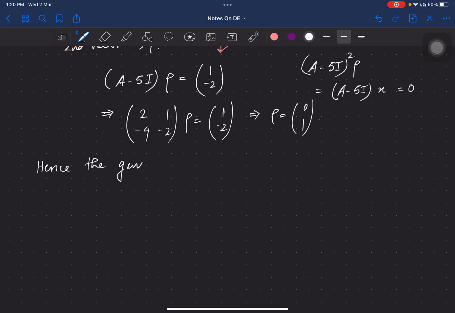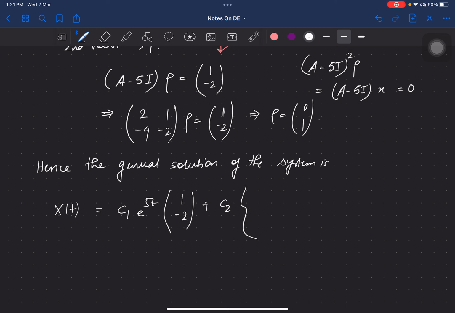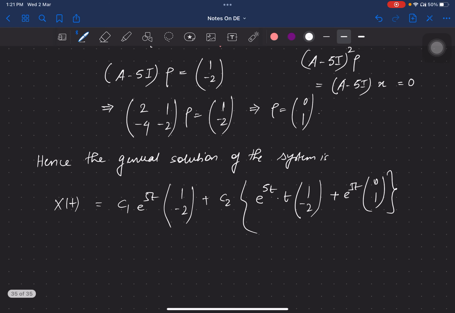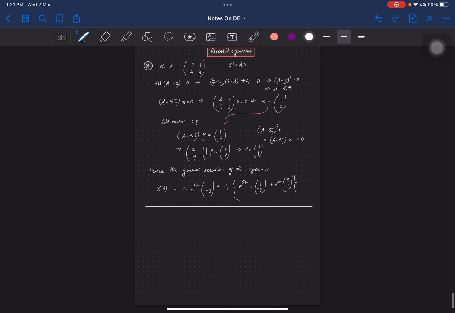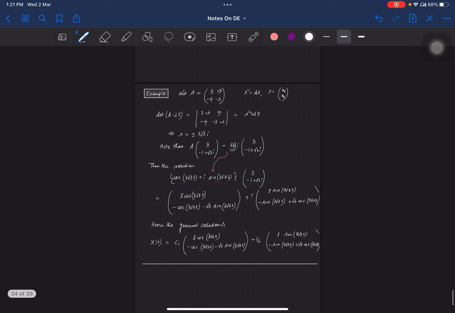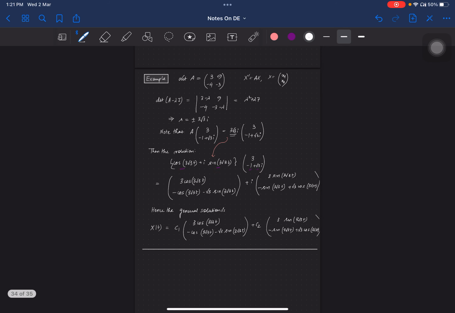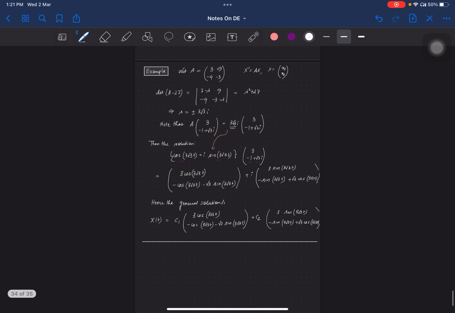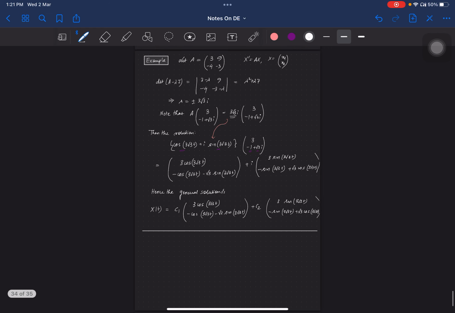Hence, the general solution of the system is x(t) equal to c1 e power 5t times the first vector, that is the usual eigenvector, plus c2 times, how to write it, e power 5t times t times the eigenvector, plus e power 5t times the generalized eigenvector (0, 1). So this will be the general solution. Okay. So this was repeated eigenvalues, and this was complex. So I'll stop it. Thank you.